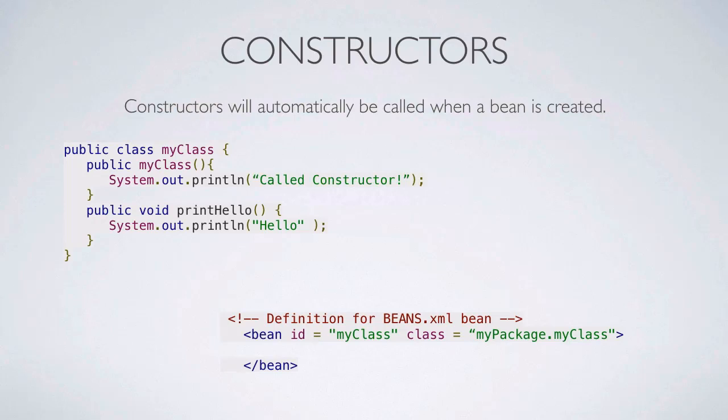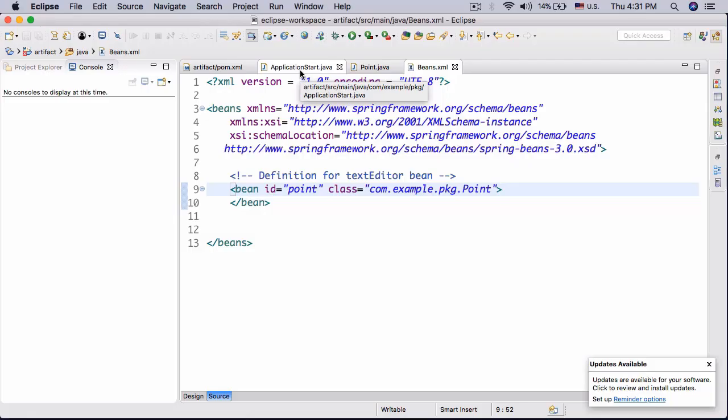So constructors will automatically be called when a bean is created. So when our application context scans our XML file and creates the beans, the constructor will automatically be called. We can take a look at exactly how this works in the code. All right, so here we go. This is the exact same project that we worked on previously.